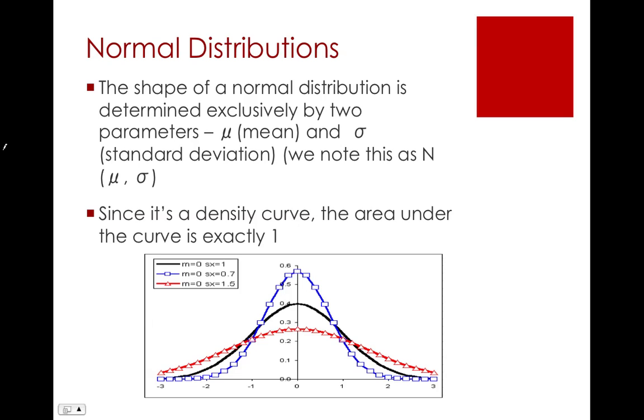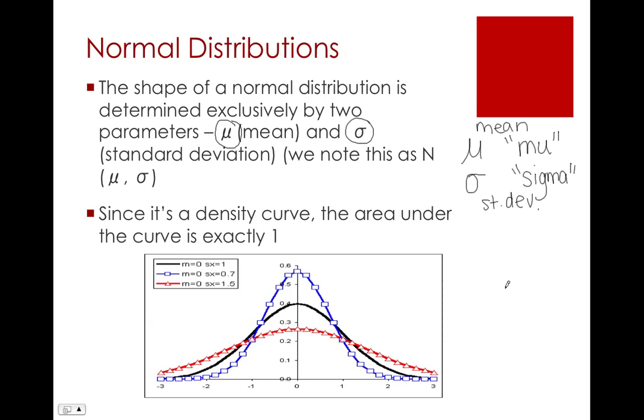I want to pause here and talk about notation. You're going to see 2 symbols that you haven't seen yet in this class. These are Greek letters. This is the Greek letter mu, and this is the Greek letter sigma. The Greek letter mu is used for mean, and the Greek letter sigma is used for standard deviation.